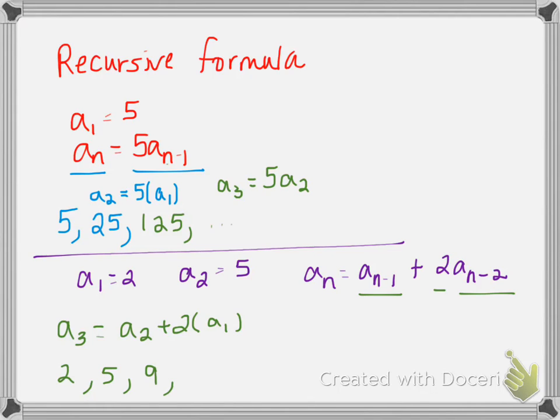So in this case, it would be 5 plus 2 times 2, which would be 9. If I wanted the A4 term, the fourth term, well, that would be the third term plus 2 times the second term. So that's going to be 9 plus 2 times 5, which would be 19.